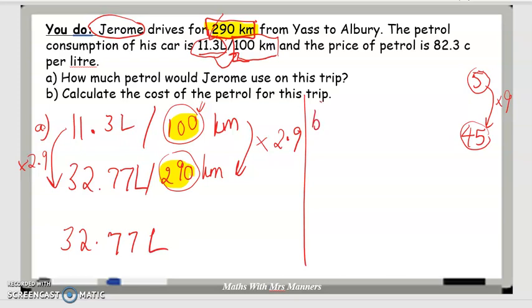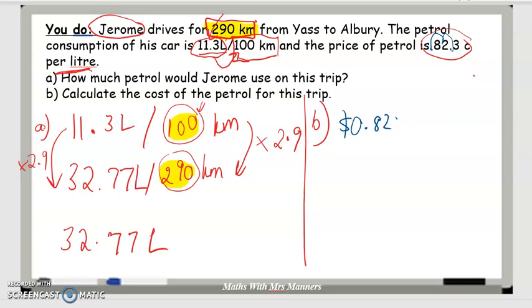Calculate the cost of petrol for this trip. Well, it tells you here that the price of petrol is 82.3 cents per litre. Now I'm going to write that as a rate. Just clear out this space here. But I'm going to change a little bit when I write it. Instead of 82.3 cents, I'm actually going to change it into dollars. I can change cents to dollars by dividing by 100. So I actually get 0.823. Now I know money usually only has 2 decimal places, but I want to get it in dollars before I even start calculating.